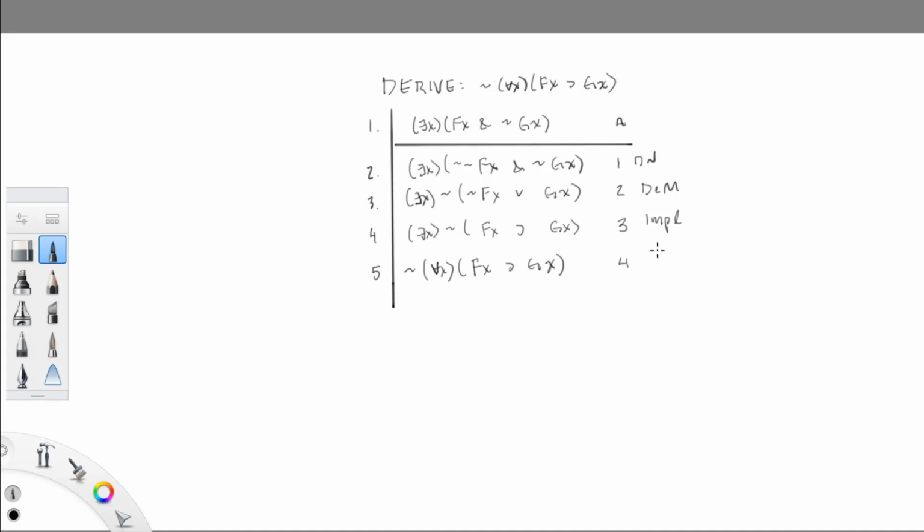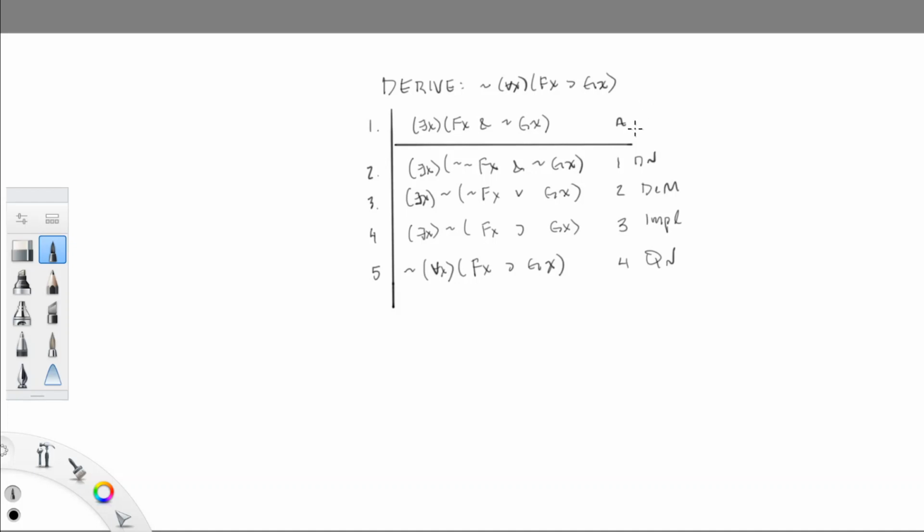That's line 4, quantifier negation. And that's our target sentence. So we just derived "not all F's are G's" from the single primary assumption, "some F's are not G's." That's actually half of the equivalence proof.